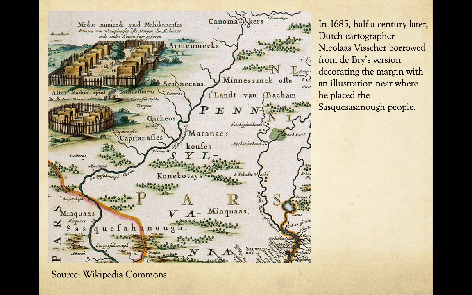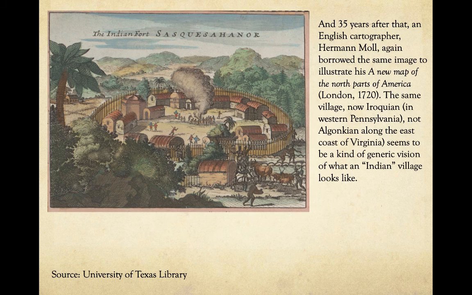This is 50 years later, another Dutch cartographer, Nicholas Vischer. He borrows this image as well. You can see it here in the upper left-hand side, kind of decorating the margin. And he places this amongst what he calls the Susquehanna people, which are people related to the Iroquoian peoples of modern-day Ontario and New York. But again, it's the same image. It's reversed. You can see that the road comes out the right-hand side instead of the left-hand side. But again, it's pretty much the same image.